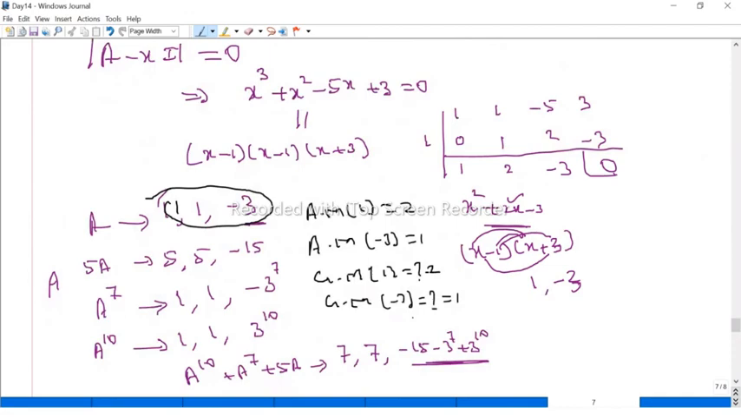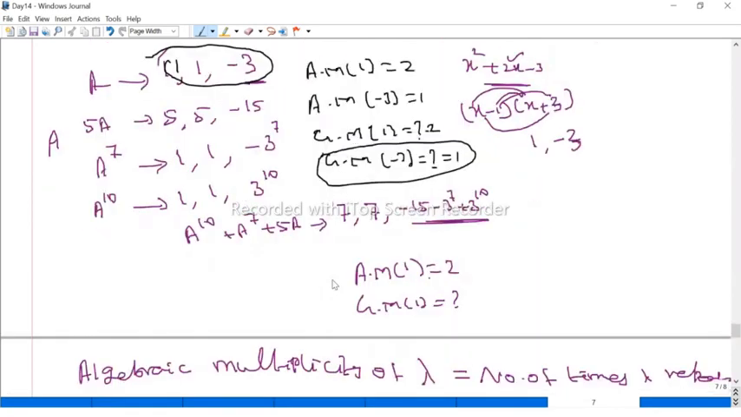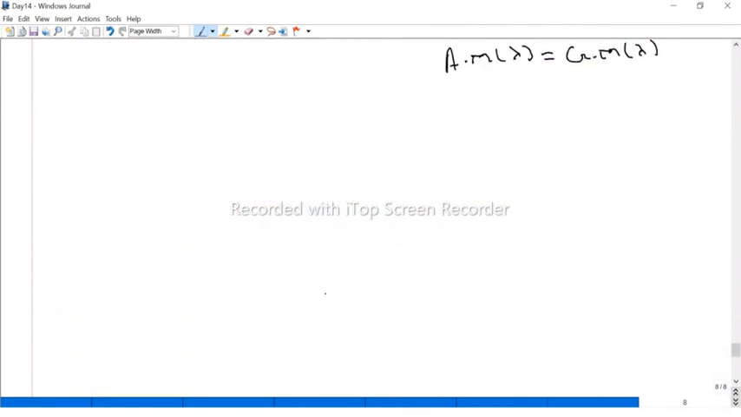Maybe I will prove one thing, and then you take the other as an exercise. Suppose I am taking this one: I am going to check the geometric multiplicity of the eigenvalue minus 3. That means we have to find the dimension of the null space of A minus lambda I, but here lambda equals minus 3. So we are going to check the dimension of the null space of A minus lambda I, which is A plus 3 times I.